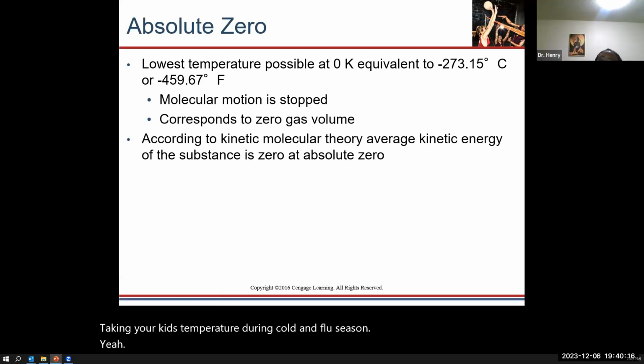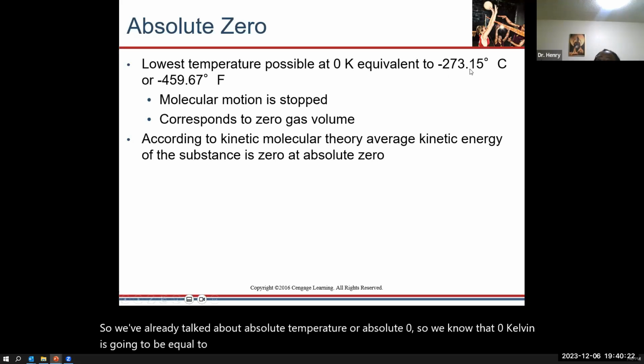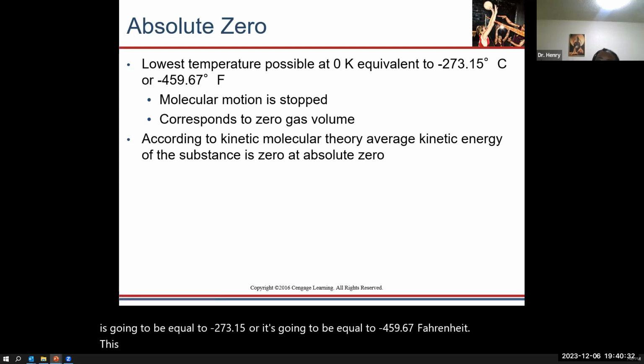So we've already talked about absolute temperature, or absolute zero. We know that 0 Kelvin is going to be equal to minus 273.15 Celsius, or it's going to be equal to negative 459.67 Fahrenheit. This is when molecules stop moving completely. That's the reason why we call it absolute zero.